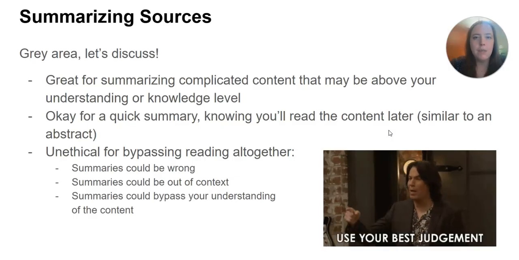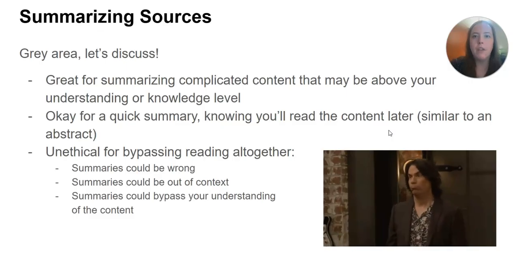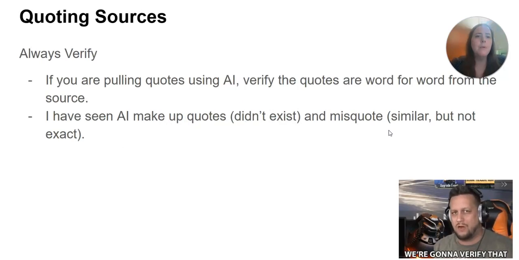Because AI, like ChatGPT, will take stuff out of context, because it's just an algorithm of language. It's not actually understanding anything. Quoting sources is okay if you're trying to pull quotes, but AI has a problem pulling quotes because of the fact that it's got its language model. It's just predictive text, right?